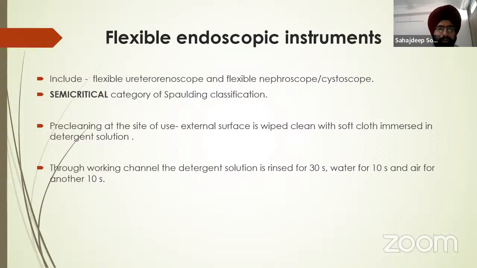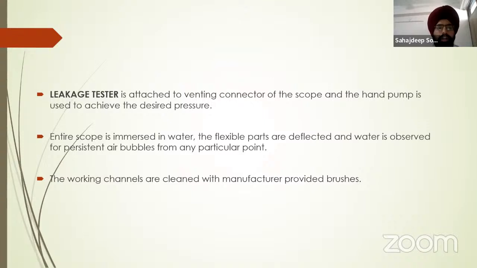Then come the flexible endoscopic instruments. They are also semi-critical according to the Spaulding classification. Pre-cleaning is usually done at the site of use, just after use in a case. The external surface is wiped clean with a soft cloth immersed in a detergent solution. Then detergent solution is rinsed through the working channel for 30 seconds, followed by water for 10 seconds and air drying for another 10 seconds.